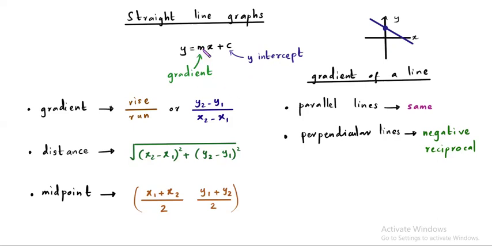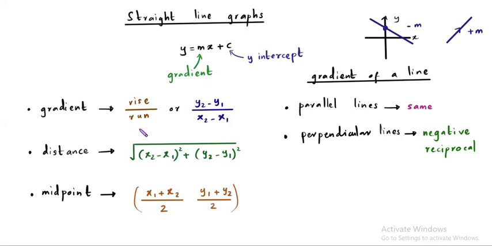Next is m. M is the gradient, which measures the steepness of a graph. When you have a line that goes down like this, we say the gradient is negative, because this is a decreasing graph. If the graph is increasing, in this direction, then the gradient is positive.